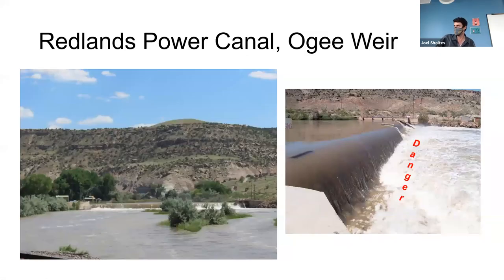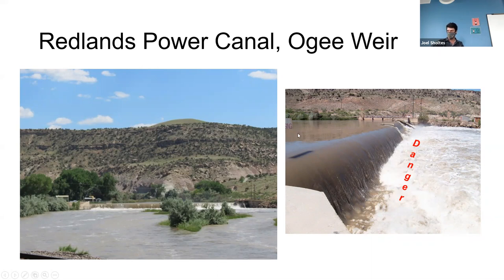So just some examples. Here's the Redlands Power Canal on the Gunnison River, just upstream of the confluence. Yeah, it's an OG dam. And Grady mentioned the dangers of these weirs. They actually can be modified. There's a professor out of Brigham Young, Roland Hotchkiss, and one of his areas of research is modeling and then implementing designs that will counteract this recirculation that you see here.